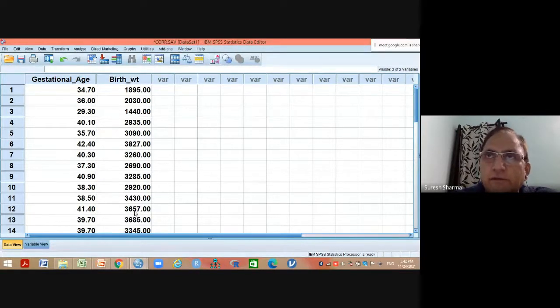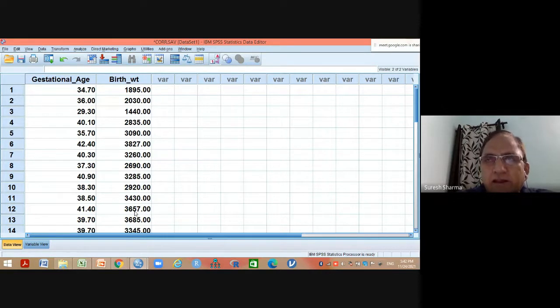And if the weight of the baby is less, then obviously there will be many complications. The baby has to be put into an incubator. You must have seen small babies put into incubators, right? They have many other complications also. So we are looking at the relationship of gestational age with birth weight. Obviously, if it's a full-term baby, then birth weight should be okay, right?